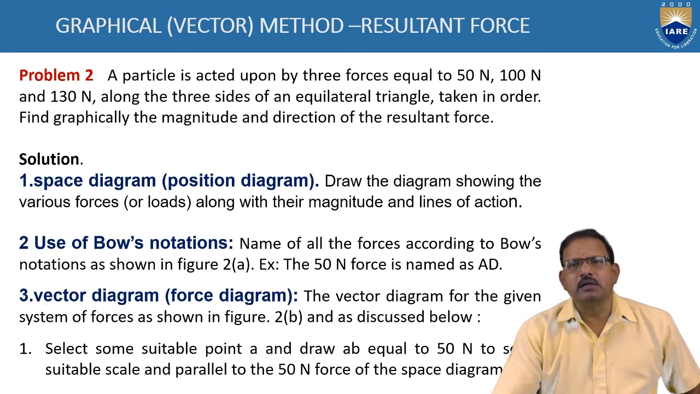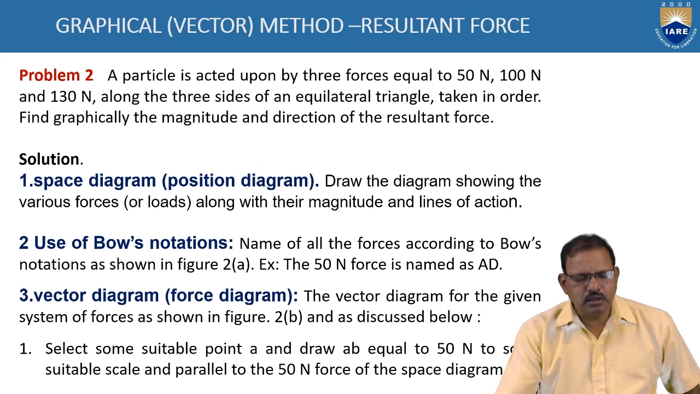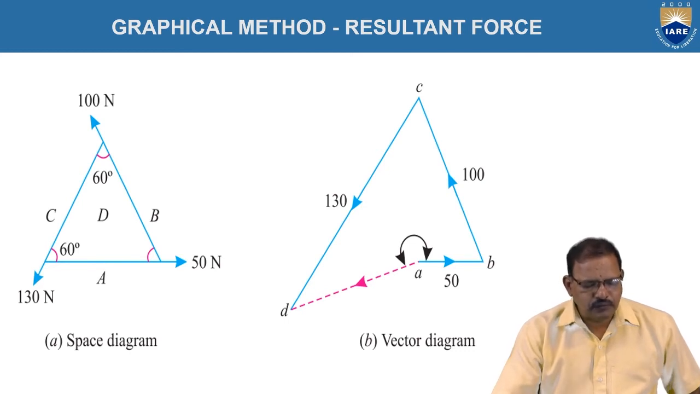A particle is acted upon by three forces equal to 50 newtons, 100 newtons and 130 newtons along three sides of an equilateral triangle taken in order. Find graphically the magnitude and direction of the resultant force now. Okay, these are the forces that are given now: 50 newtons, 100 newtons and 130 newtons.